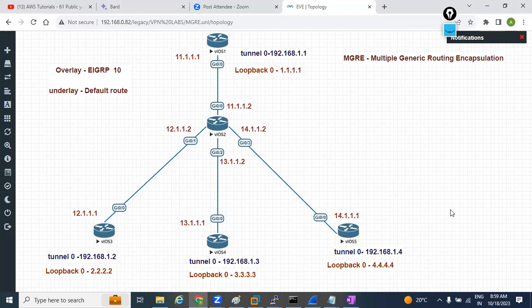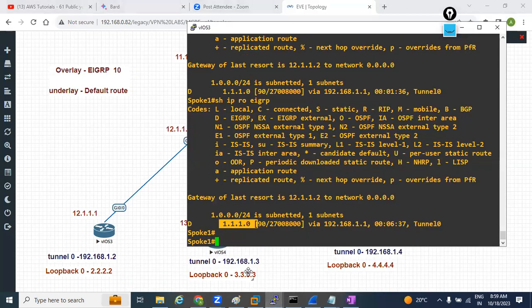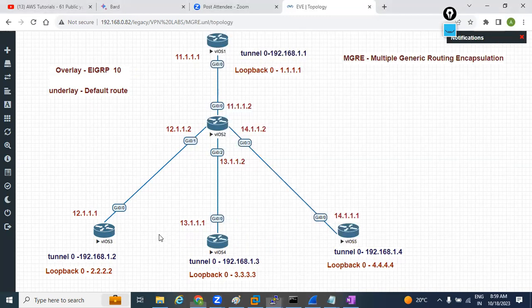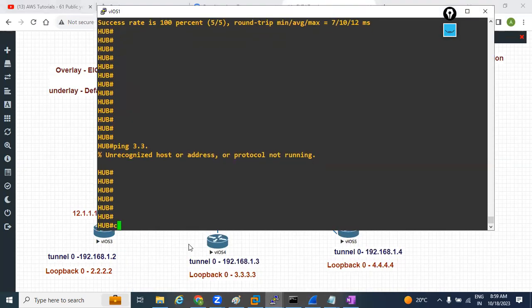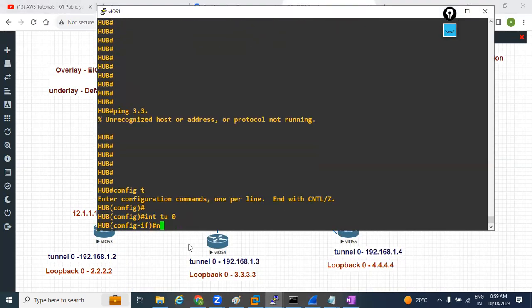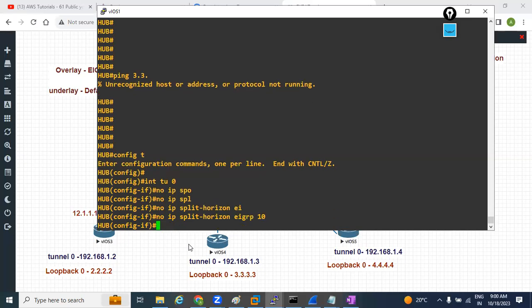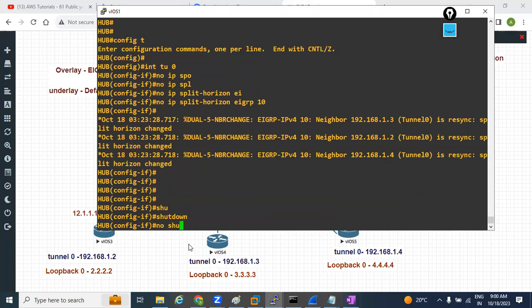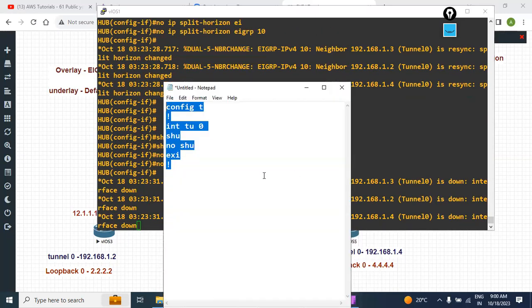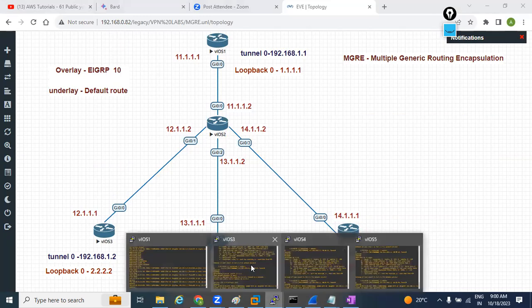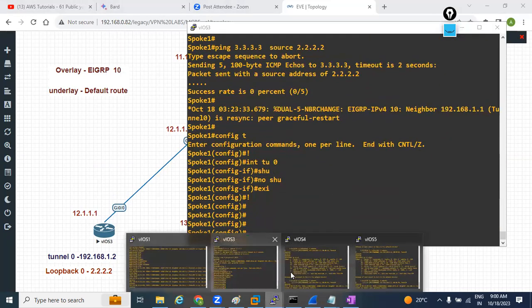But what is not happening? Spoke to spoke. When I tried to ping from spoke to spoke, it's not happening, because if the destination is 3 and the source is 2, I'm talking about both spokes here. So what I have to do is get into the interface and type no ip split-horizon eigrp 10. Disable it, make it shut, make it no shut, and then use the same command on all the spokes as well.